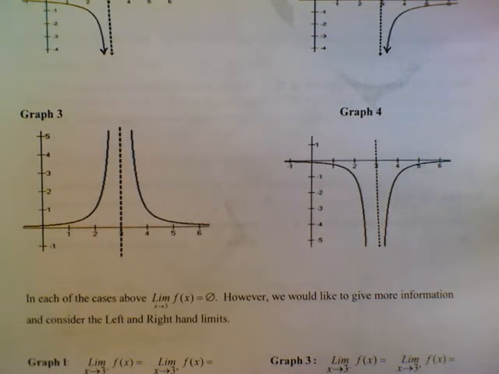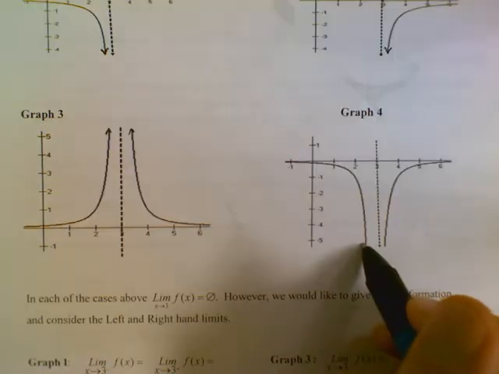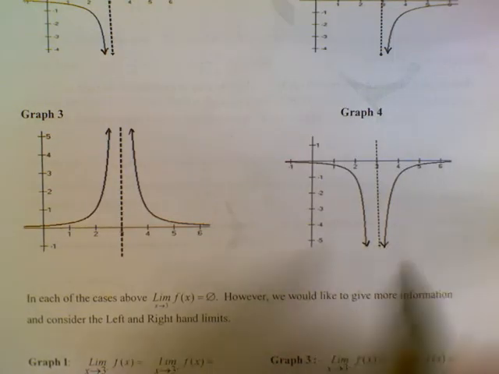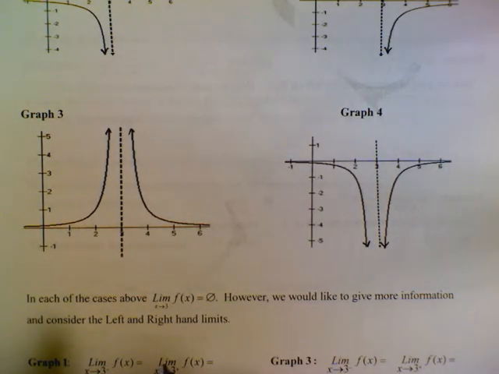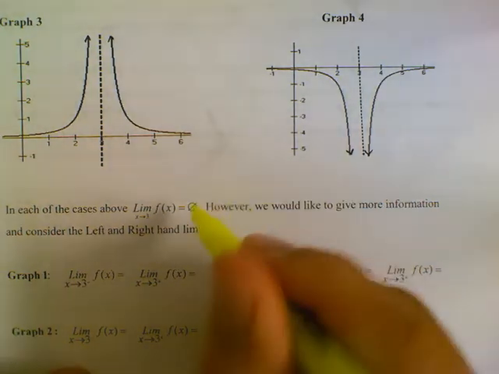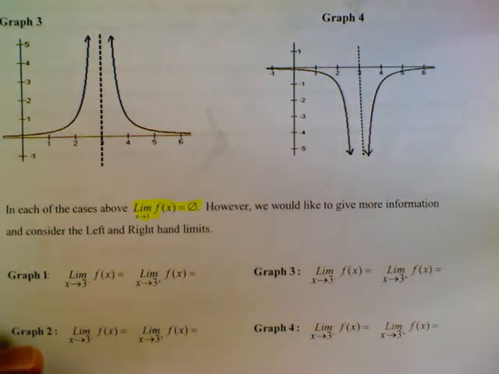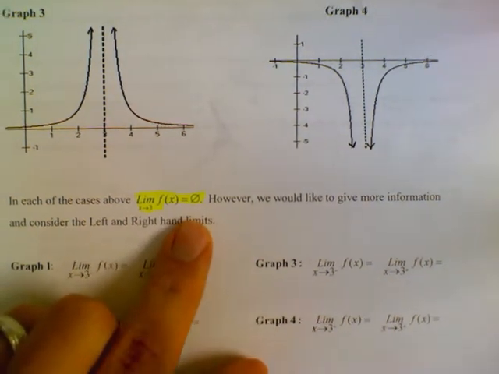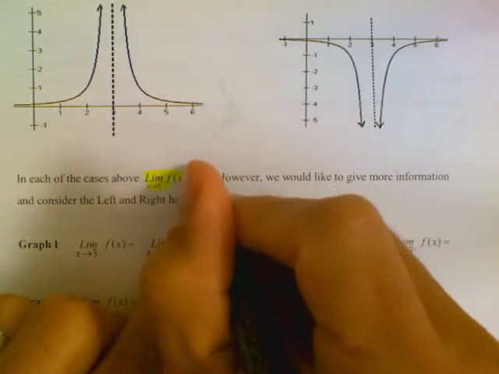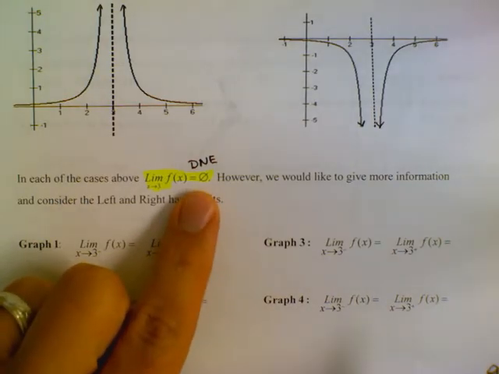In graphs 3 and 4, on the left and right of the asymptote, the function is at least going in the same direction. All right, so in each of these cases above, the limit is undefined, as we're going to 3 from both sides. Many people use the letters DNE, does not exist. That's fine too.